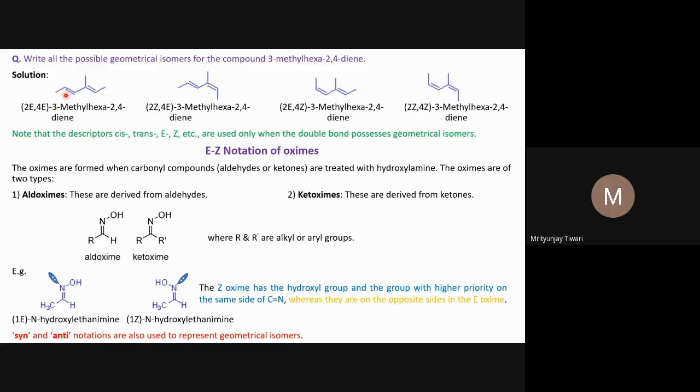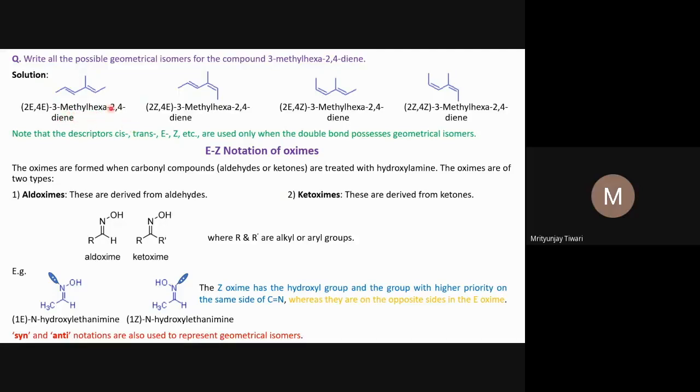Now if you look at this form, this is the higher priority group. As you know, this is the carbon and there will be hydrogen. So higher priority, lower priority. This is higher priority, and this is the lower priority hydrogen. So this will also be E, because the higher priority groups are on opposite sides. So this is also the E isomer. So we can write the name of this compound as 2E, 4E, 3-methylhexa-2,4-diene. This is the 2E,4E isomer of 3-methylhexa-2,4-diene.